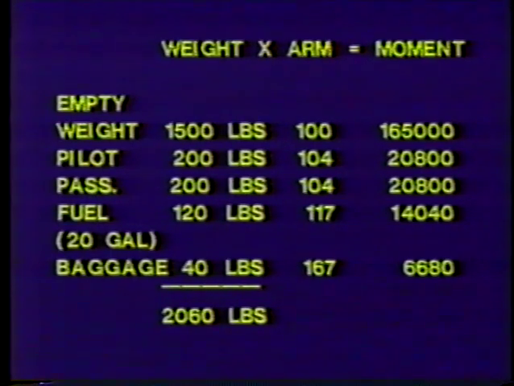Add up the moment column of figures for a total moment of 227,320. To keep the computation simple, total moments are usually given in hundreds of pound-inches. Divide 227,320 by 100 for a moment of 2,273.2, rounded off to 2,273.